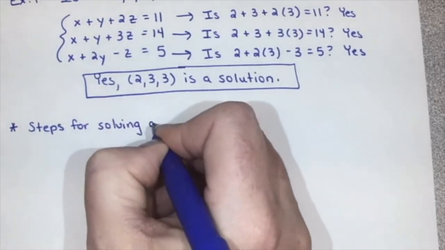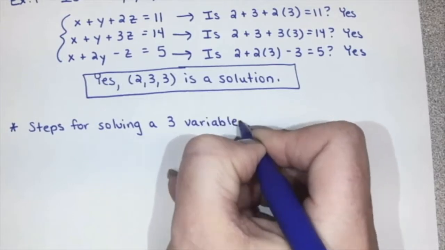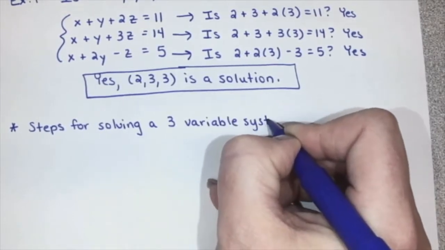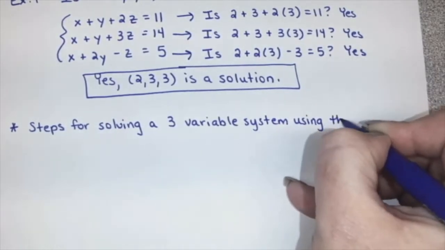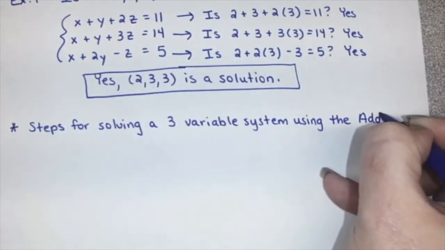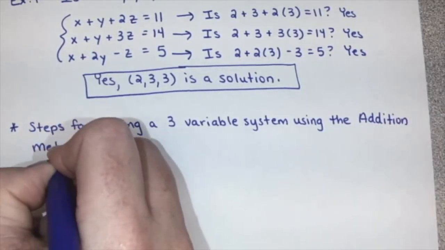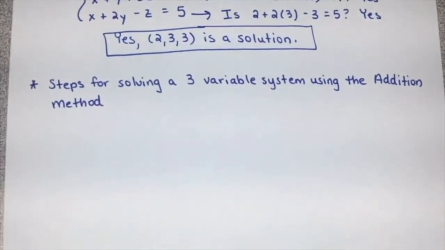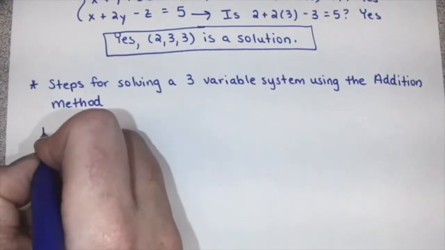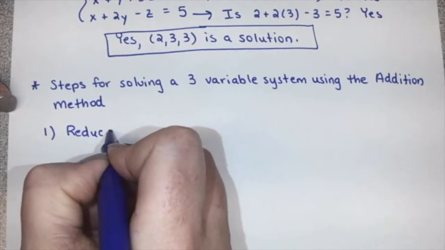So the steps for solving a 3 variable system. I'm going to use the addition method. I do the addition method because it's usually the preferred method of the 2 I already taught you anyway. Okay, but it is more tedious. There is more work to do. So let's go through the steps and then we're going to practice on a few.